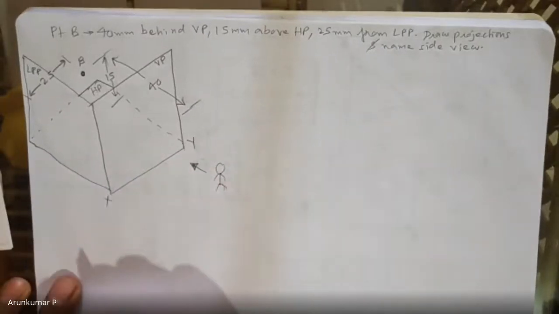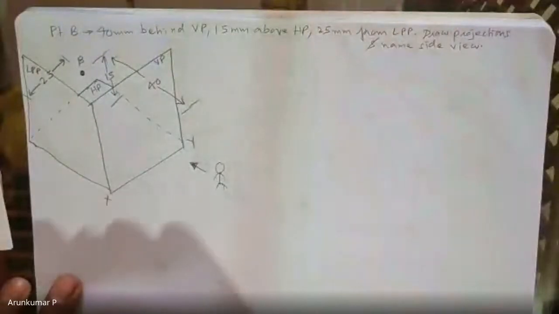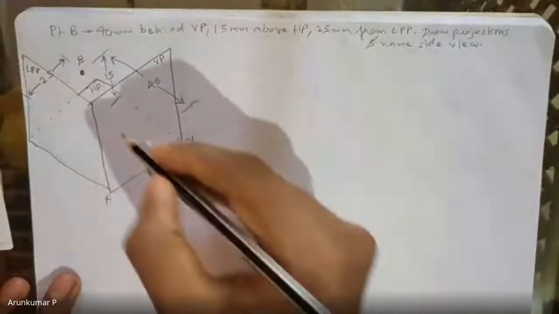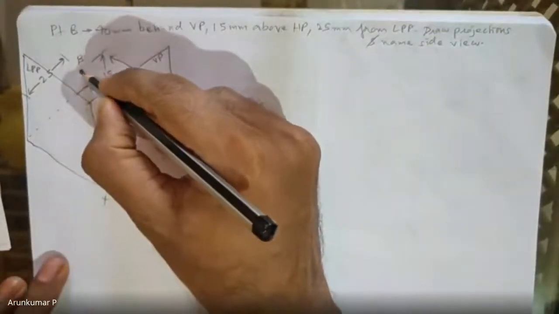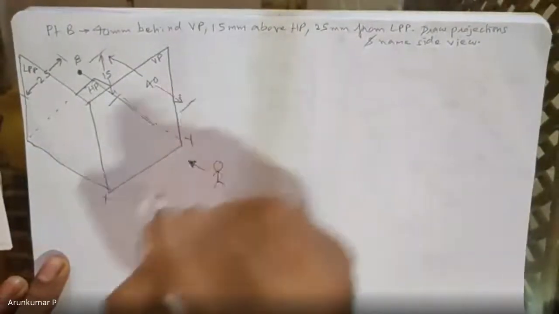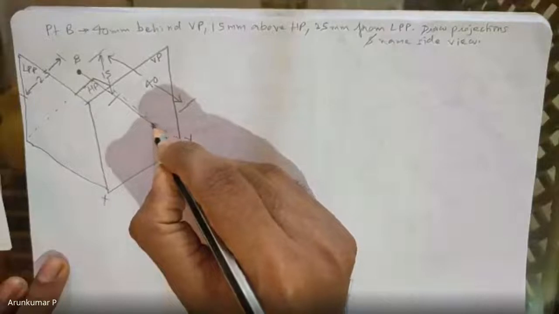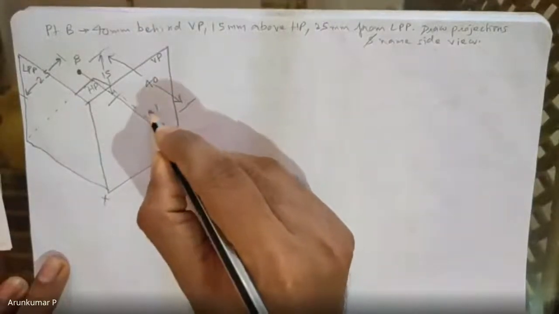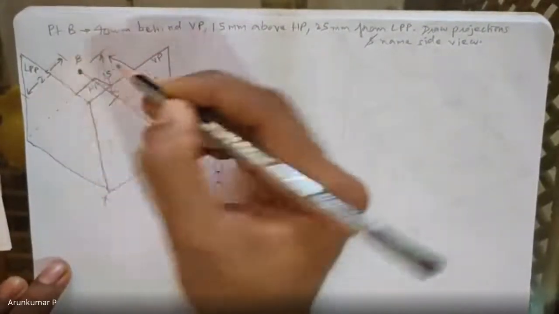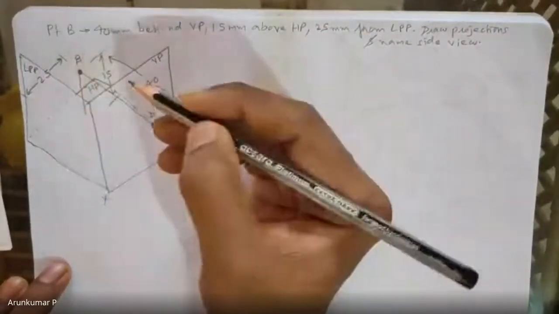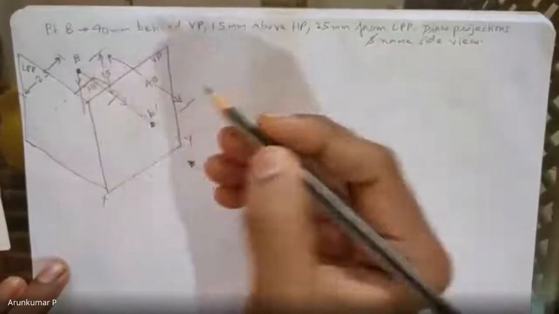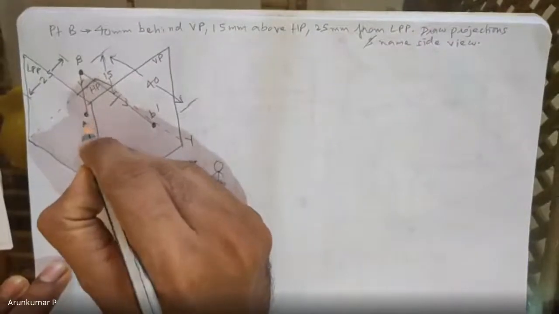Now we want the front, top, and side views. For the front view, you have to make VP transparent, only then you'll get it. So maybe the front view will come somewhere around here, don't know exactly, but somewhere here. This is B dash. For the top view, you look from the top, you'll get the top view maybe somewhere here. I'll draw the arrow here also. This is the top view B.